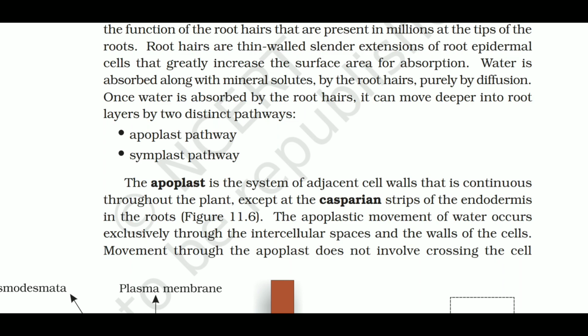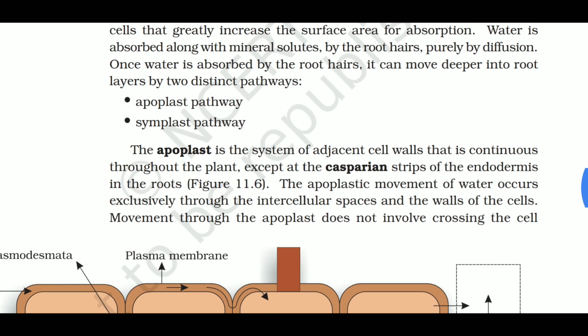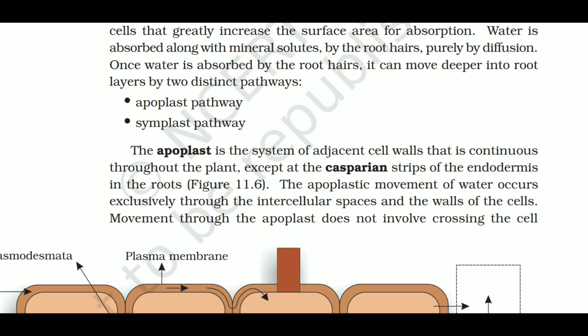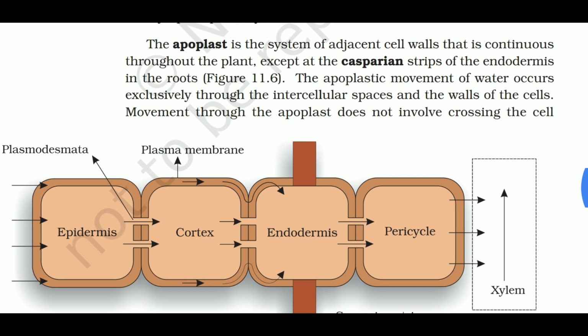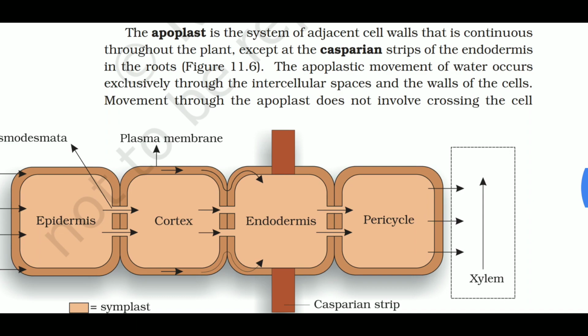So once the water is absorbed by the root hairs, it can move deeper into the root layers by two distinct pathways. That is through the Apoplast pathway and the Symplast pathway. Let's see the Apoplast. The Apoplast is the system of adjacent cell walls that continues throughout the plant except at the Casparian strips, which are near the stele of the endodermis in the roots. Except there, everywhere else you will have communication from cell wall to cell wall.